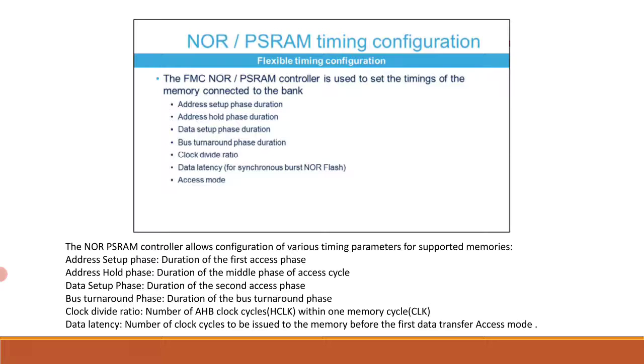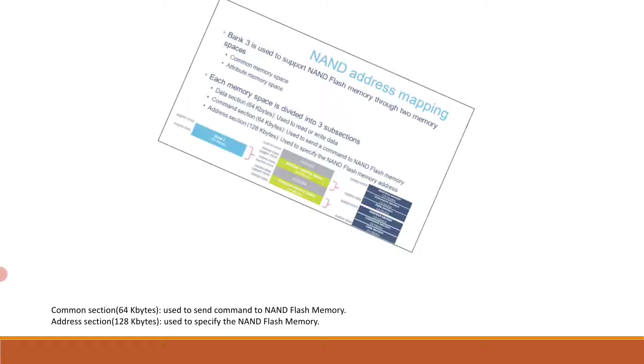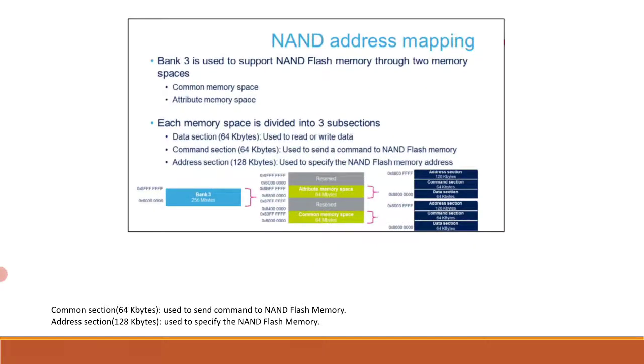Let's jump on to NAND address mapping. Bank 3 is used to interface with the NAND flash memory. It is divided into two memory spaces: common memory space and attribute memory space. Both spaces are similar. The common memory space is for all NAND flash read and write access except when writing the last address byte to the NAND flash device, where the CPU must write to attribute memory space. This allows the pre-wait functionality needed by certain NAND flash memories by writing the last address byte with different timings.